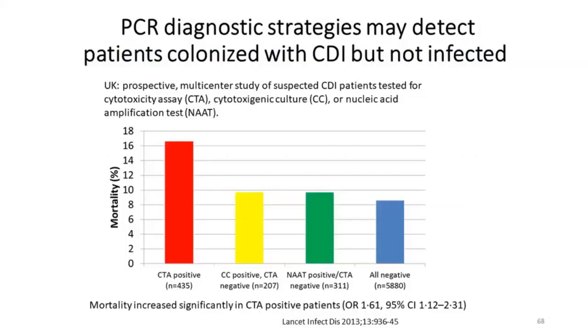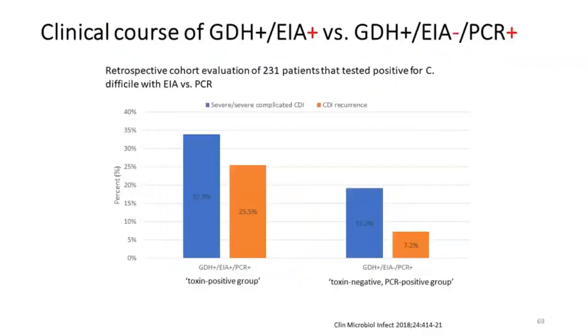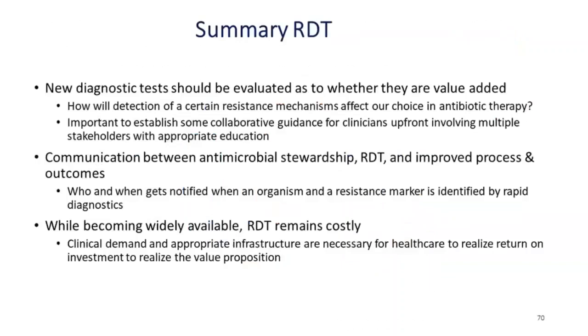So then the next question you could ask, well, what if I did a GDH and did an EIA in patients who are PCR positive? So maybe they are not producing toxin. In fact, they are at lower risk for having severe disease and lower risk for having recurrences. But you can see that even if they're EIA negative, almost 20% of these people can have severe disease and 7% can have recurrences. So we really don't have perfect testing for making the diagnosis of Clostridium difficile. So here's one of those situations where the molecular has made the diagnosis a little bit more challenging.